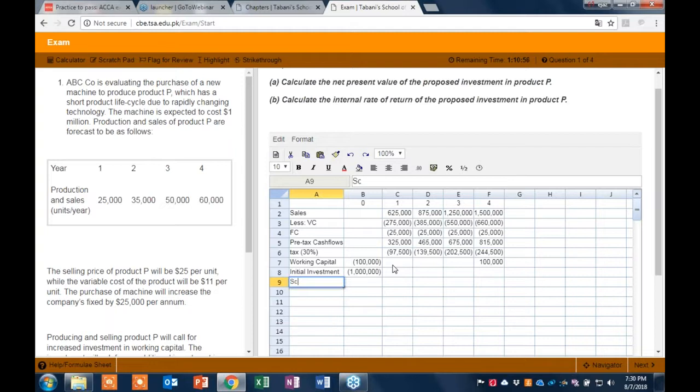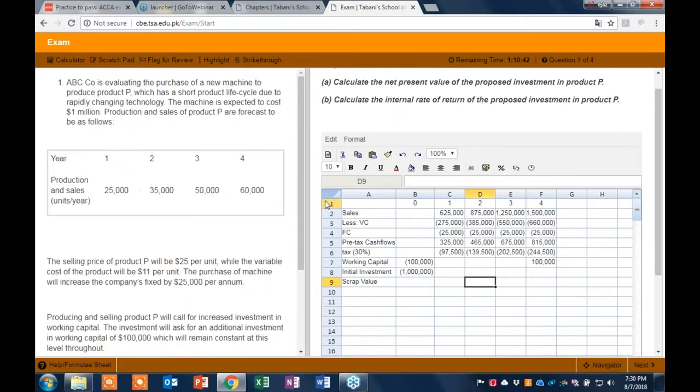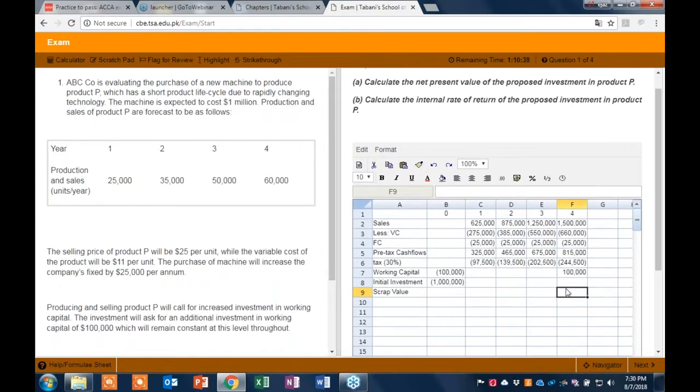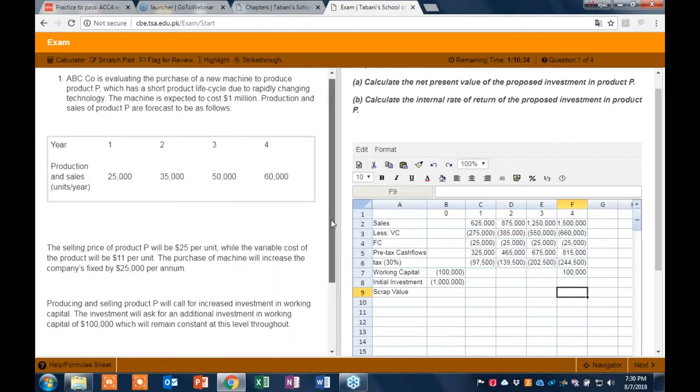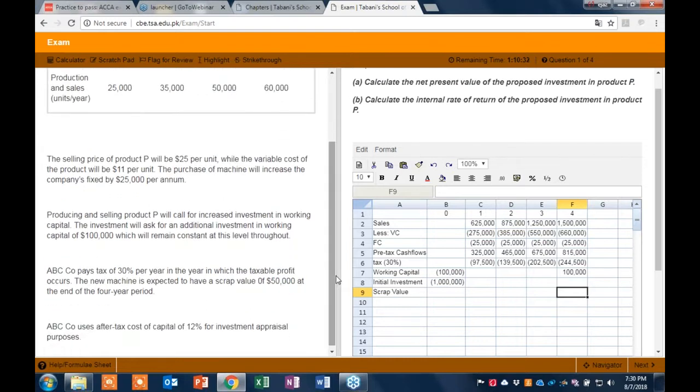Now, the last thing that we need to include will be the scrap value. That is the amount that we will be getting after the end of the project by selling the technology or the machine, whatever we have invested in. And since the scrap value will be a cash inflow, it should be shown as a positive figure at the end of the project's life. And may I know what's the scrap value? Here it is. It's $50,000. So $50,000 will be shown in the last year of the project.